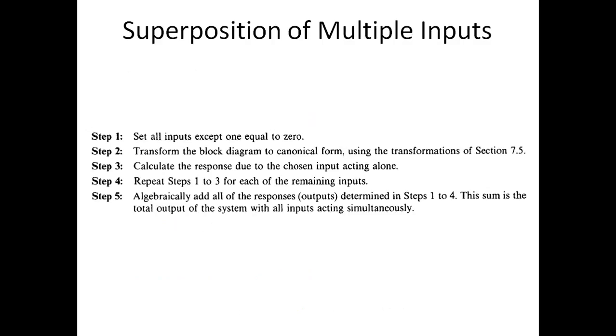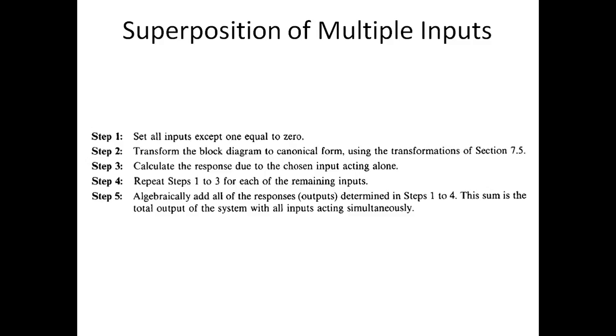Now the next point is very important. Superposition of multiple inputs. Till now we considered only a single input and single output system, but instead of a single input, if there are multiple inputs, then what will we do? So step 1 is set all inputs except 1 equal to 0, which means at a time only one input acts alone on the system, all other inputs equal to 0.